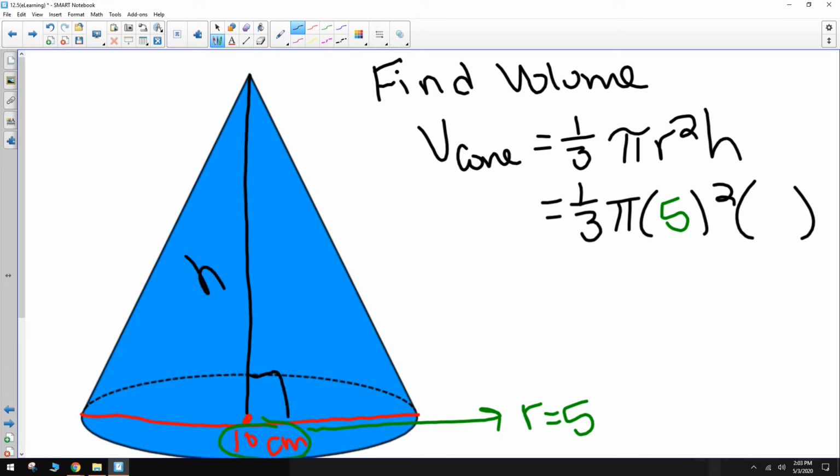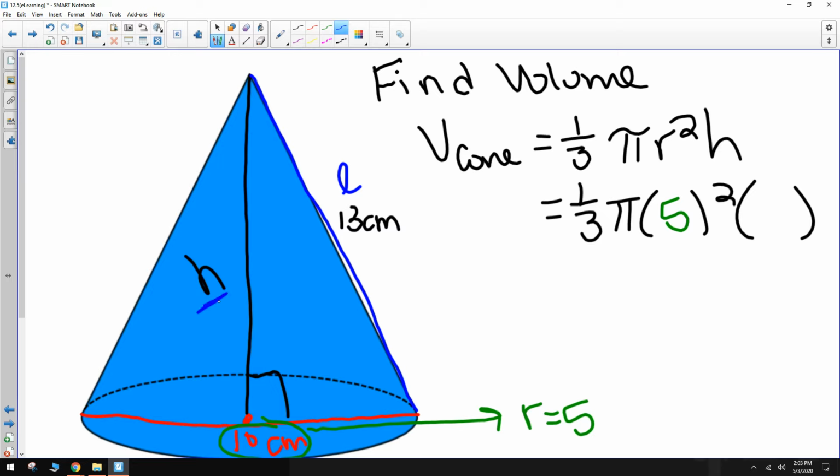Oh, I think I accidentally erased something. This is supposed to have 13 centimeters. That's supposed to be given to you. Sorry. All right, so I have the height there. This 13 is actually the slant height because it goes on the diagonal. So I can't use that in my formula. It's not the true height.